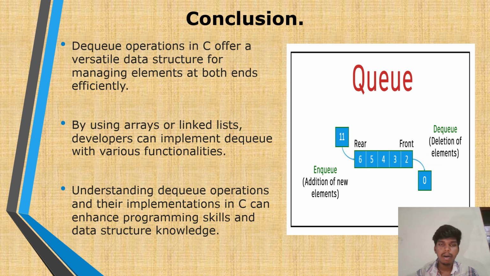Conclusion. DQ operations in C offer a versatile data structure for managing elements at both ends efficiently. By using arrays or linked lists, developers can implement a DQ with various functionalities. Understanding DQ operations and their implementation in C can enhance programming skills and data structure knowledge.